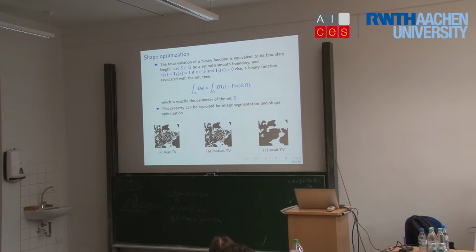So this would be an image with quite a fractal shape. So it has a very long boundary. But when I start to minimize the total variation, I will get this. And if I further minimize the total variation, I will get this.